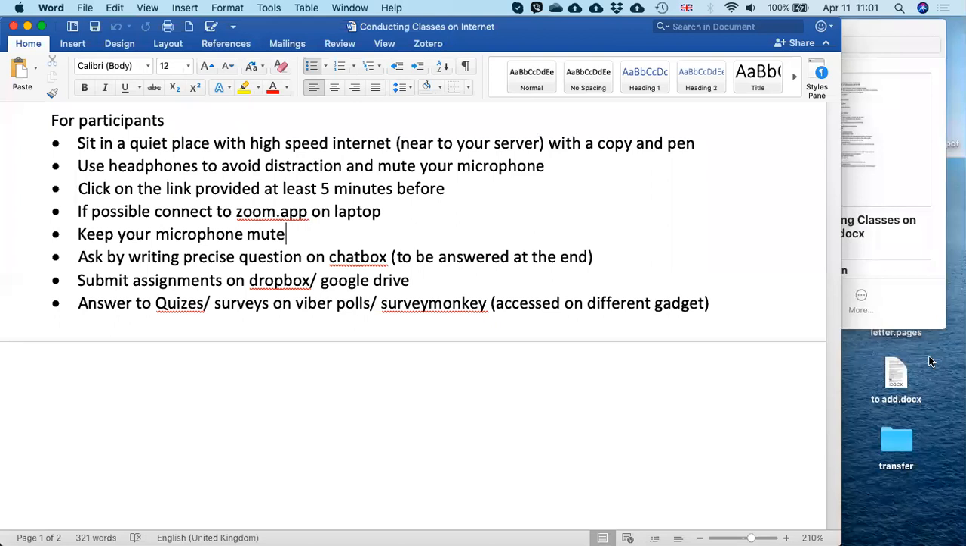So I've written certain rules for this class, but I will just read them out in case you cannot see the screen properly. You need to sit in a quiet place with high-speed internet, particularly near to your Wi-Fi router, and with a copy and a pen so that you can jot down important things. Don't worry about the recording of this video. This is being recorded, and I will send you the link of the Google Drive in which I will post the recorded video at the end of the session.